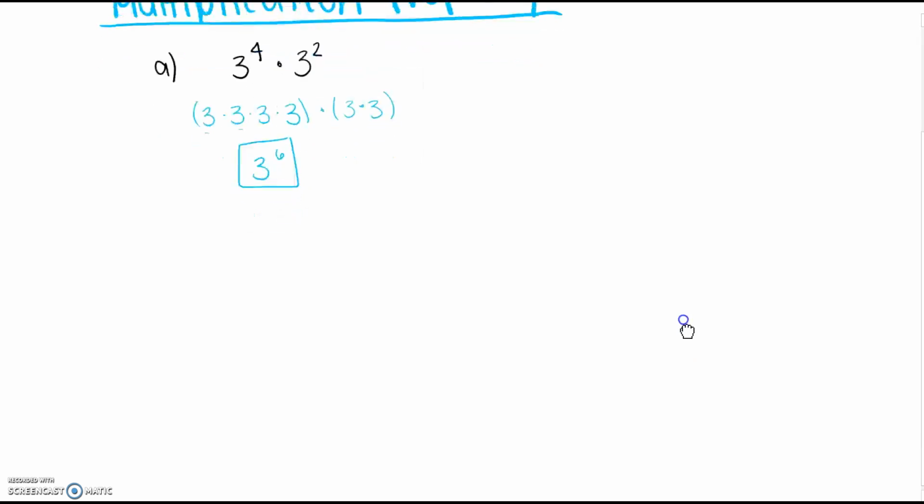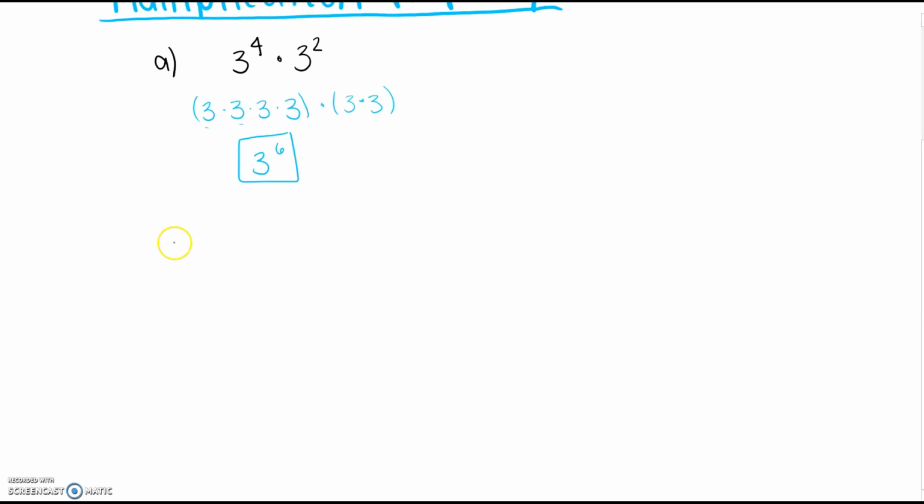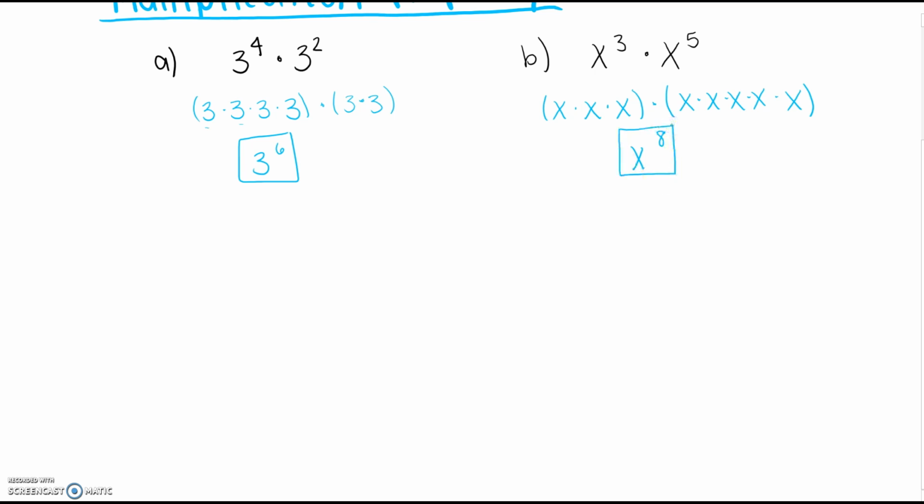Continuing this, let's do it here, B. What about x cubed times x to the 5th? If I wanted to expand this, it's the same as x times x times x times x times x times x times x times x. 1, 2, 3, 4, 5, yeah. So then, how many x's do we have total? We've got 8, so I can rewrite this as x to the 8th.